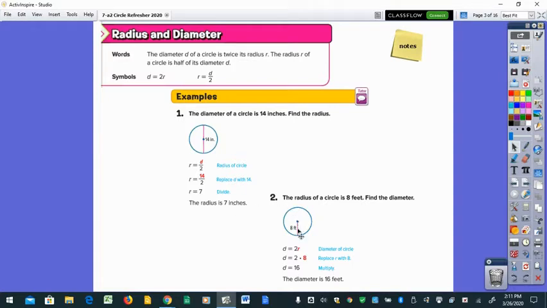Here in this circle, I'm given a radius. It goes from a point on the circle to the center, and I want to know what the diameter is. Now, the radius is the shorter one, so to get the longer one, I need to multiply by 2, 8 times 2, and the diameter would be 16 feet. So this is just a quick reminder of going from the diameter to the radius, or the radius to the diameter. If you have the radius, you have to multiply by 2 to get the diameter. That's what we did down here. And if you have the diameter, you have to divide by 2 to get the radius, and that's what we did right here.